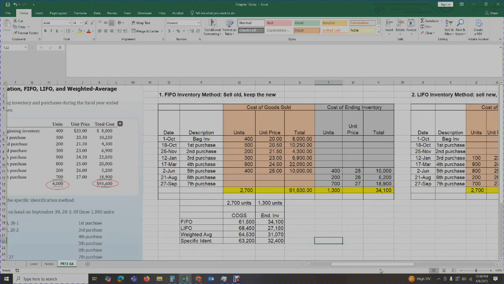So that is it for this lecture. This is a very comprehensive problem. It goes through all four inventory valuation methods. I hope it is useful because I believe you will have something similar to this on your exam. So it's very important that you know how to solve inventory valuation to calculate the cost of goods sold and the ending inventory for all four inventory valuation methods.